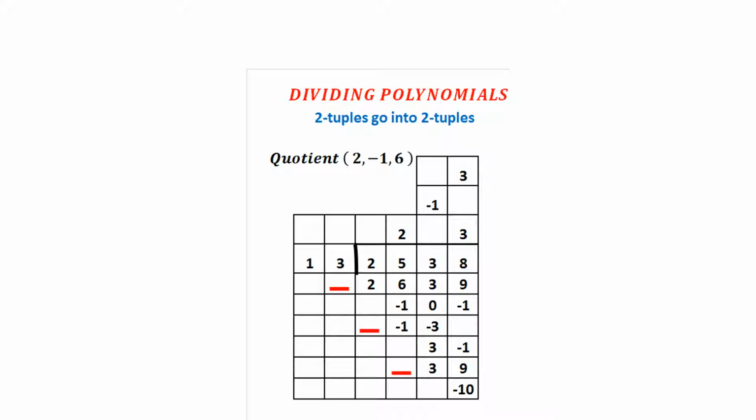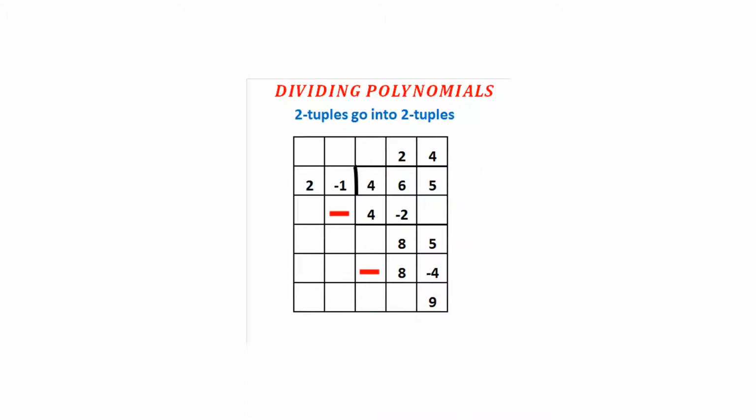Here we have another example of dividing polynomials. 2 tuples go into 2 tuples, and instead of starting with x, we're going to start it with 2x. So we have the divisor is 2 comma negative 1, and we're going into 4, 6, 5.